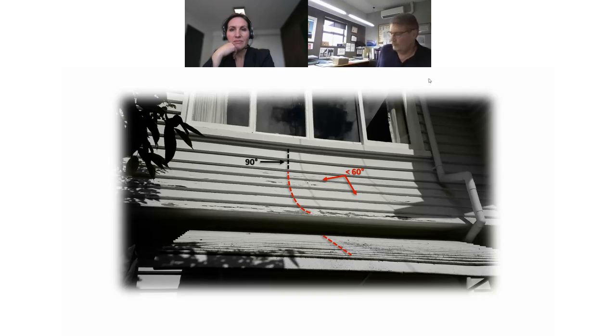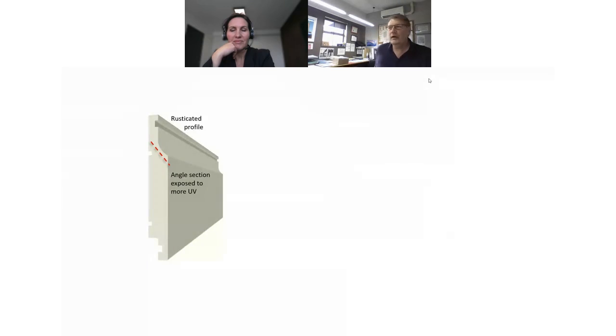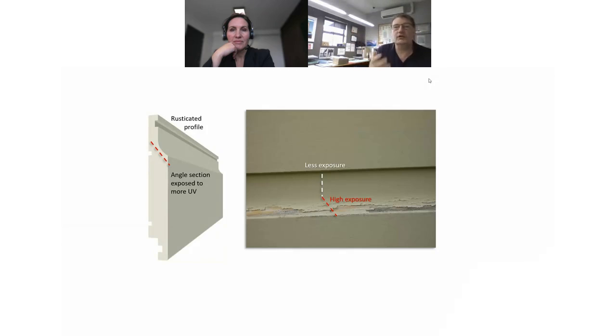And let me convert that into a weatherboard for you. Seen that before? Does that look familiar? So there's your angle, and here is a rusticated weatherboard. And again, not picking on the weatherboard, I'm just showing you that you need to understand these things. So you get less exposure and then high exposure as it curves down the bottom. But in fairness, I know this weatherboard rather well, and the paint wasn't thick enough, and there's a whole lot of other reasons there.